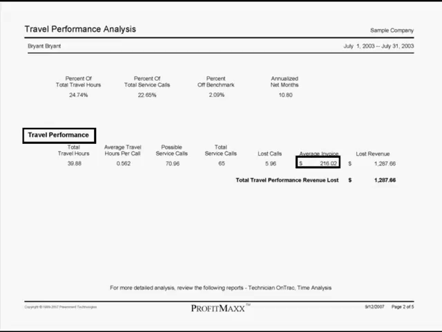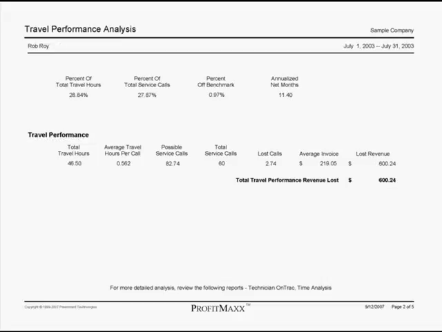When we multiply that times his average invoice of $216, we had lost revenue for Bryant of $1,287. Again, that's a fair loss. These are real dollars left on the table that Bryant should have gotten to had he traveled a little bit more efficiently.